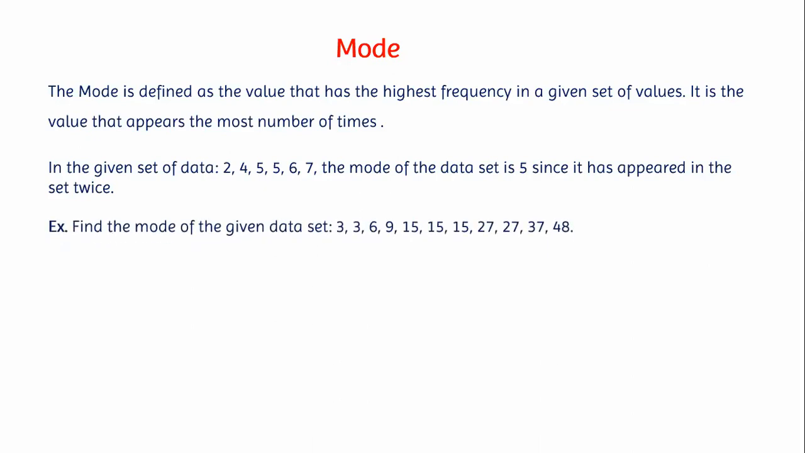Find the mode of the given data set 3, 3, 6, 9, 15, 15, 15, 27, 27, 37, 48. So there is absolutely no necessity of any calculations or manipulations. You can directly say that the mode of this data is 15, as it is there the maximum number of times. So that is fine. Whenever we have raw data, it becomes convenient for us. We have to sort in either ascending or descending order, and we can just have a look at a glance and immediately come to the conclusion about the value of the mode.